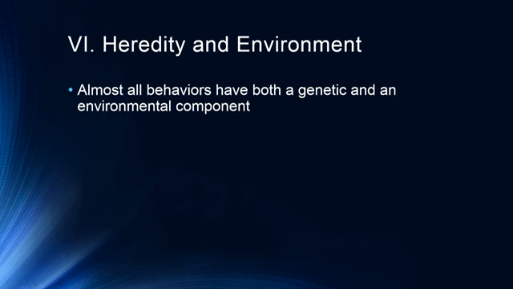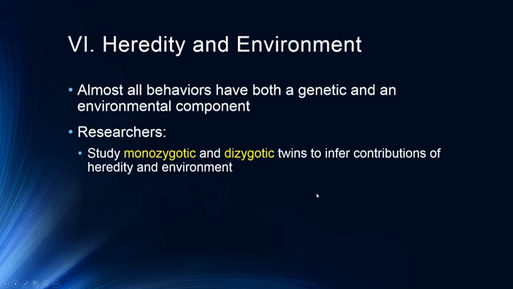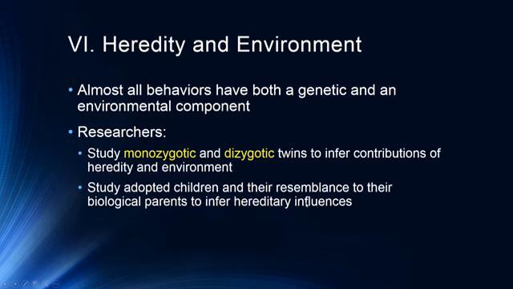Almost all behaviors have both a genetic and an environmental component. So what we tend to do to study this is we look at monozygotic and dizygotic twins to infer contributions of heredity and environment. Monozygotic twins, of course, share 100% of their DNA, whereas dizygotic twins only share 50% of their DNA. And we can assume that monozygotic and dizygotic twins that are raised together have relatively similar environmental exposure and environmental risk. Now, it's not 100%, but certainly we can start to tease apart these kinds of influences.